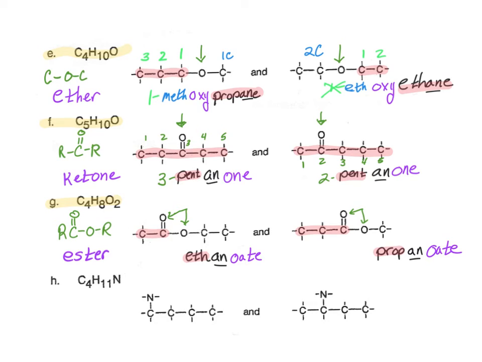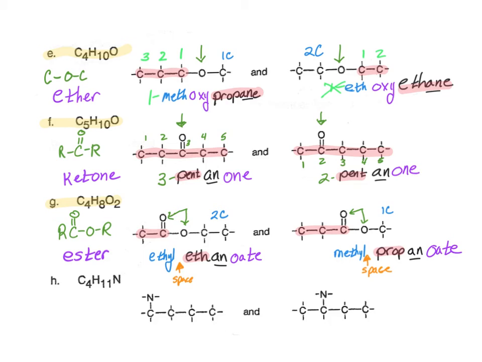In this case, we don't name that oxygen in the middle because that's part of the functional group, the C double bond O-O. So we're going to call this one ethyl ethanoate. And for the second one, we're going to see that it is methyl propanoate. Notice that there is a space between those 2 words because we're saying that those are separated by that oxygen.